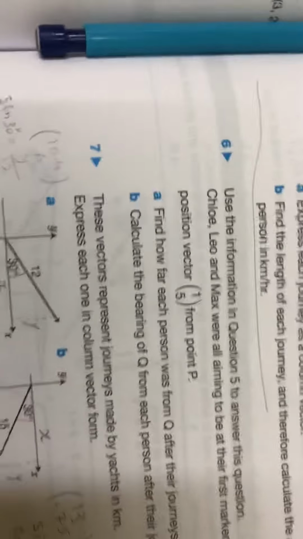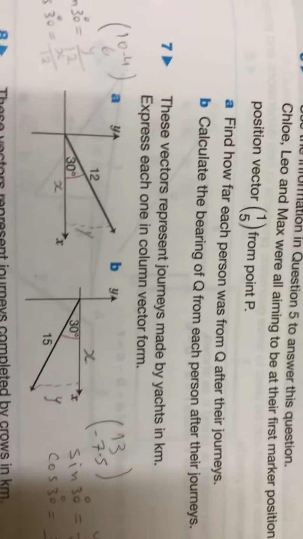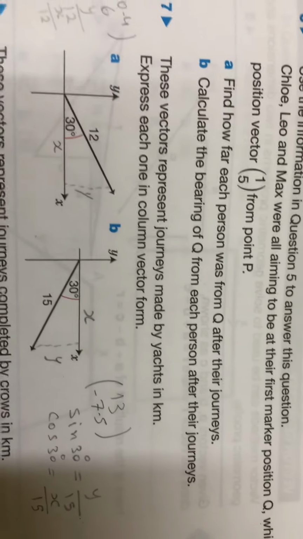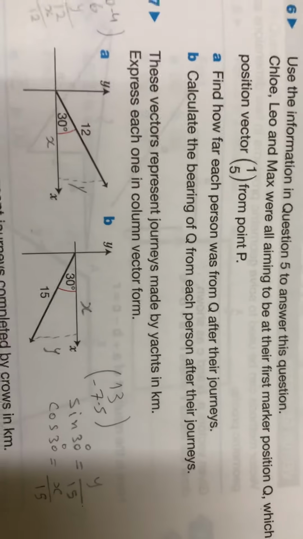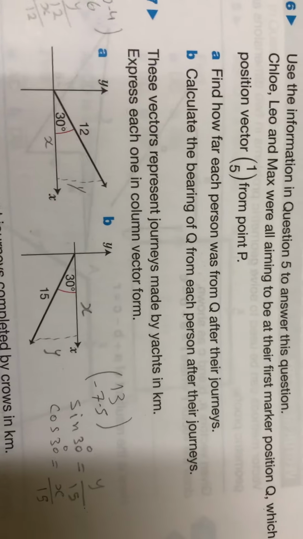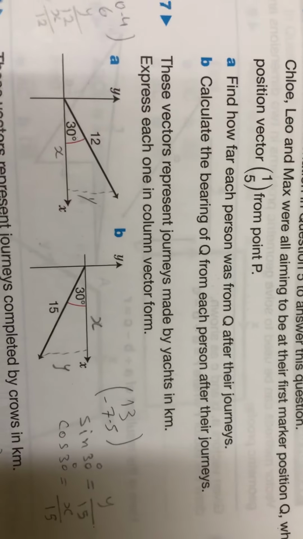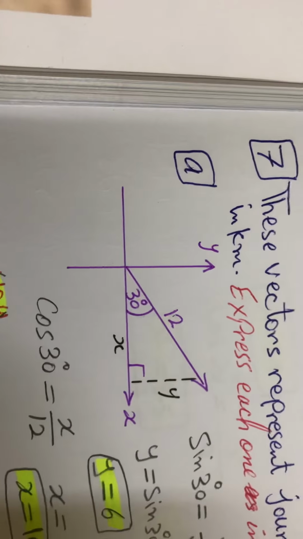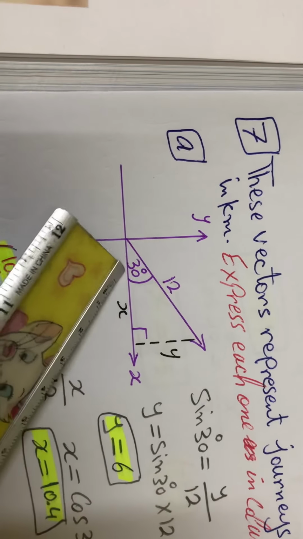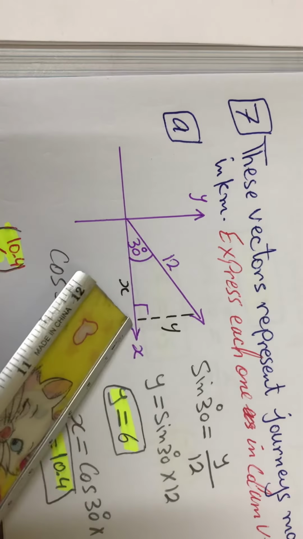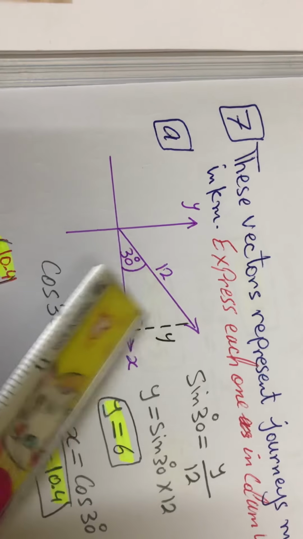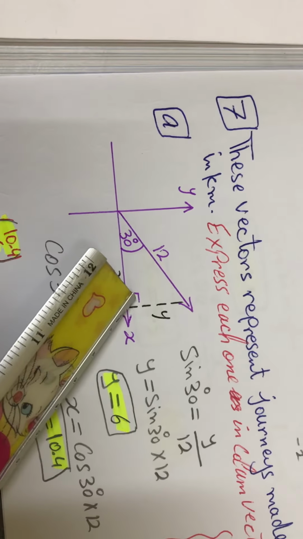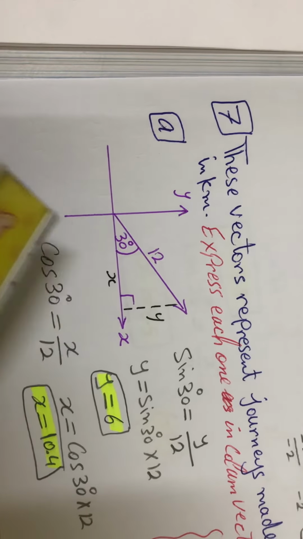In question number 7, he said these vectors represent journeys made by vehicles in kilometers. Express h1 as a column vector. Okay, here this is 7a. I draw it here. Okay, we have an angle of 30. We can complete this side to close the right angle triangle and use the sine, cosine, tan ratios.